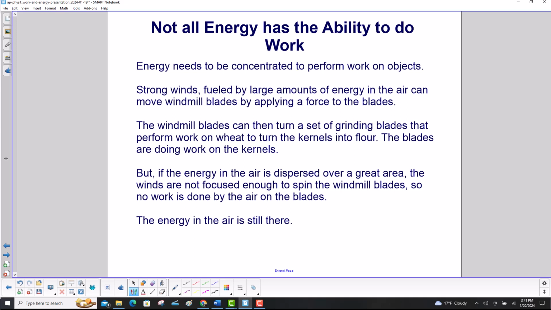But if the energy of the air is dispersed over a great area, the winds are not focused enough to spin the windmill blades, so no work is done by the air on the blades. But the energy in the air is still there. It's just not concentrated enough.